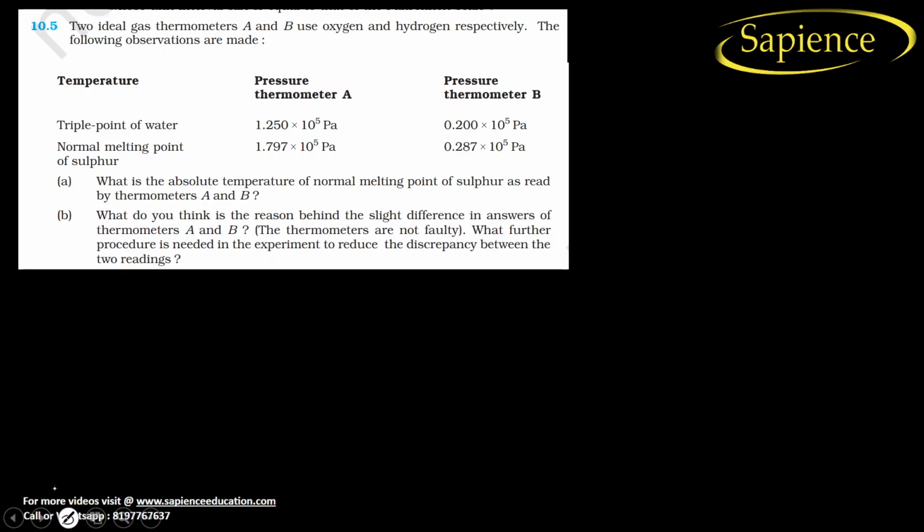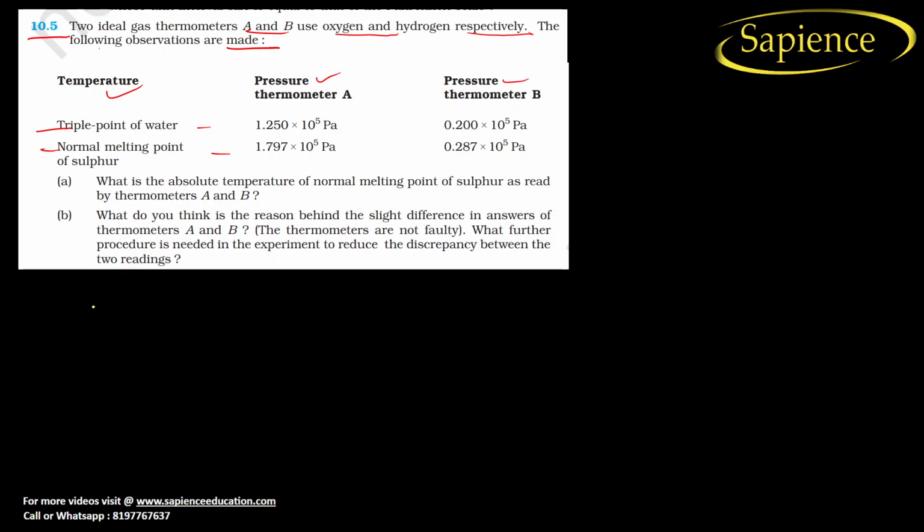In question 10.5, two ideal gas thermometers A and B use oxygen and hydrogen respectively. The following observations are made: temperature, pressure in thermometer A, pressure in thermometer B. The triple point of water is given, and the normal melting point of sulfur is given. So what is the absolute temperature of the normal melting point of sulfur as read by both the thermometers? We need to find the absolute temperature, which means we have to take the Kelvin scale as reference.